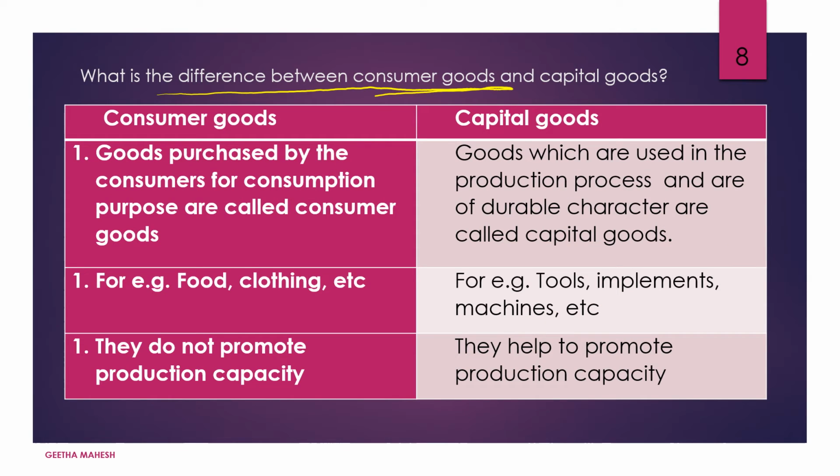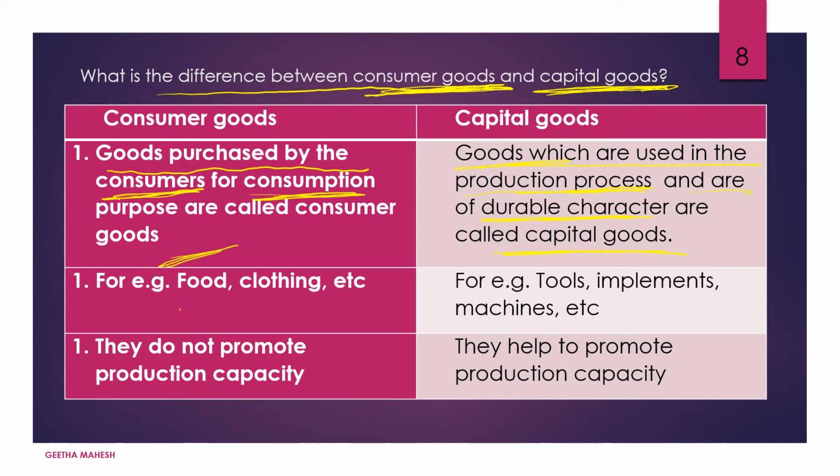Between consumer goods and capital goods. Consumer goods are used by consumers; capital goods are called producer goods, which are used by producers. You can see here, dear students, goods purchased by consumers for consumption purposes are called consumer goods. Capital goods are goods which are used in the production process and are durable in character. That means you can use them again and again. These are called capital goods.